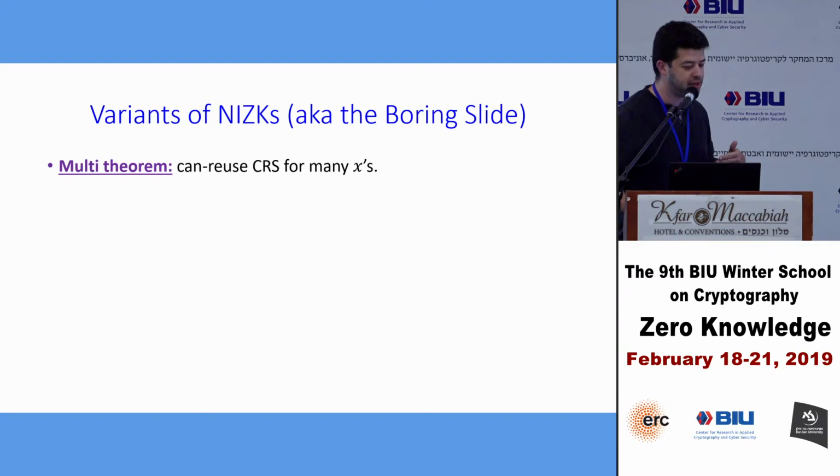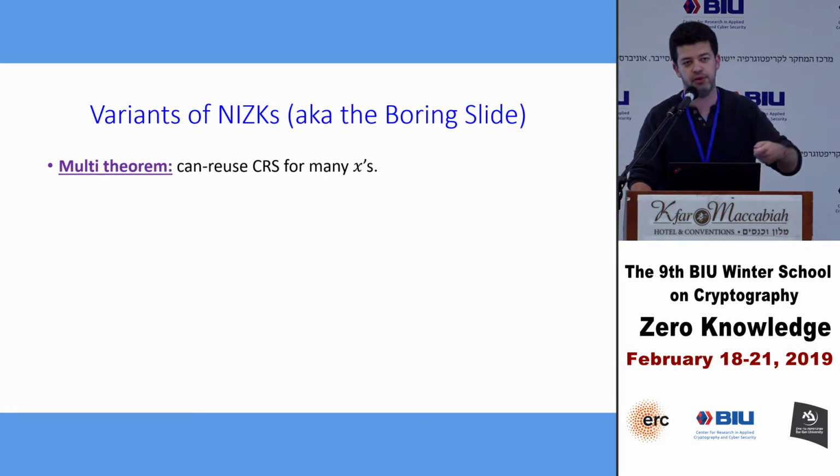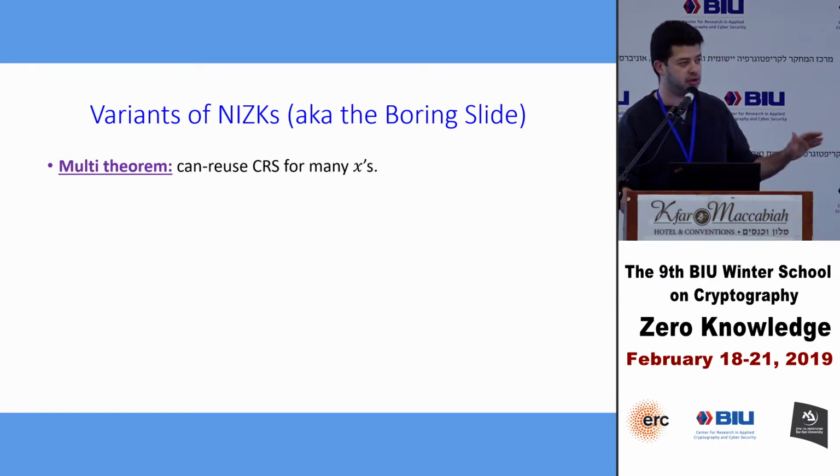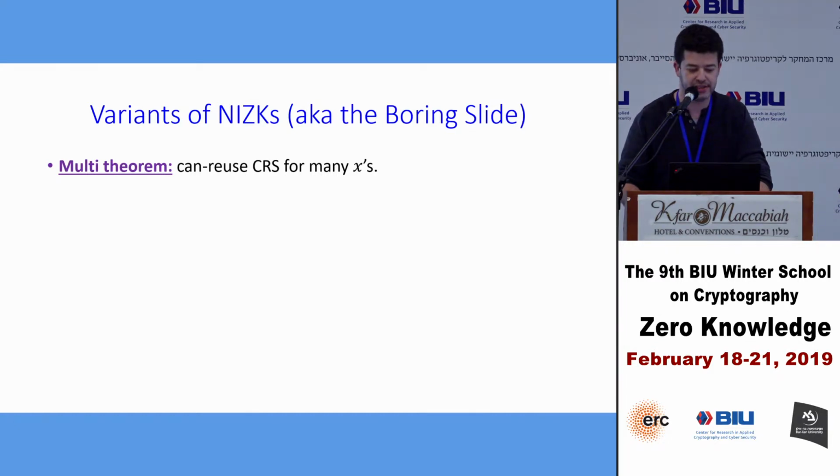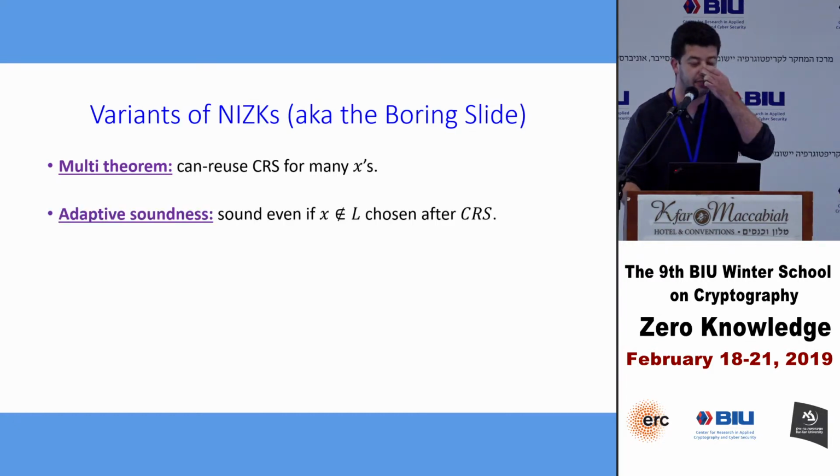First, a nice property that seems really important is that the common reference string is something that you can reuse across different interactions. So if today I prove to you the correctness of one input X, tomorrow I want to prove the correctness of a different input X, you can use the same CRS. The definition, as we stated it so far, doesn't guarantee it. We will aim to have stronger variants, but for this talk we're going to stick with the basic notion. So that's multi-theorem NIZK.